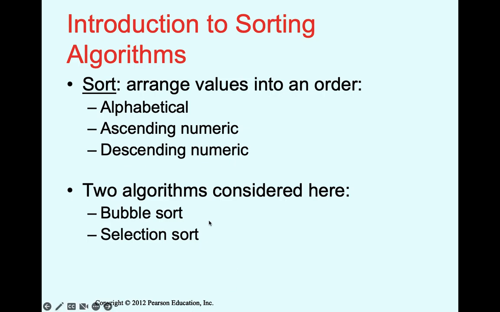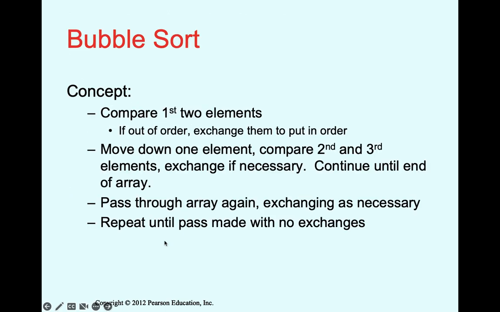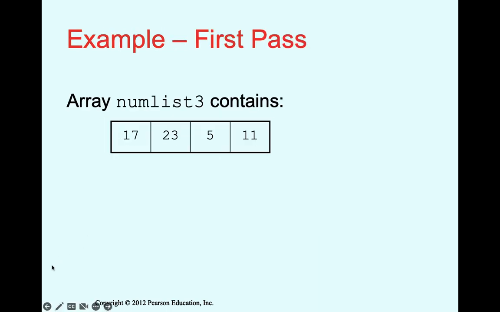We have two algorithms here. The first one is called bubble sort. The second one is called selection sort. So what's the bubble sort? In the bubble sort, you compare the first two elements. If they are in the correct order, we keep them. If not, we swap them.